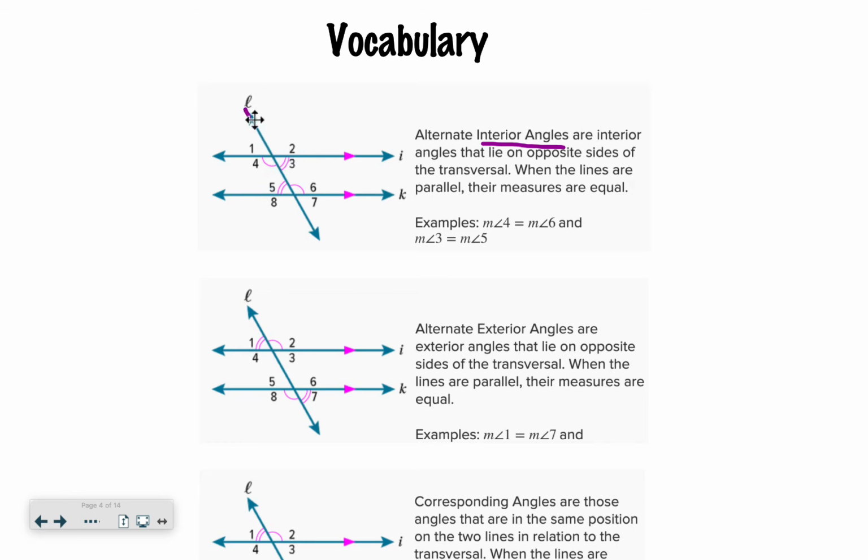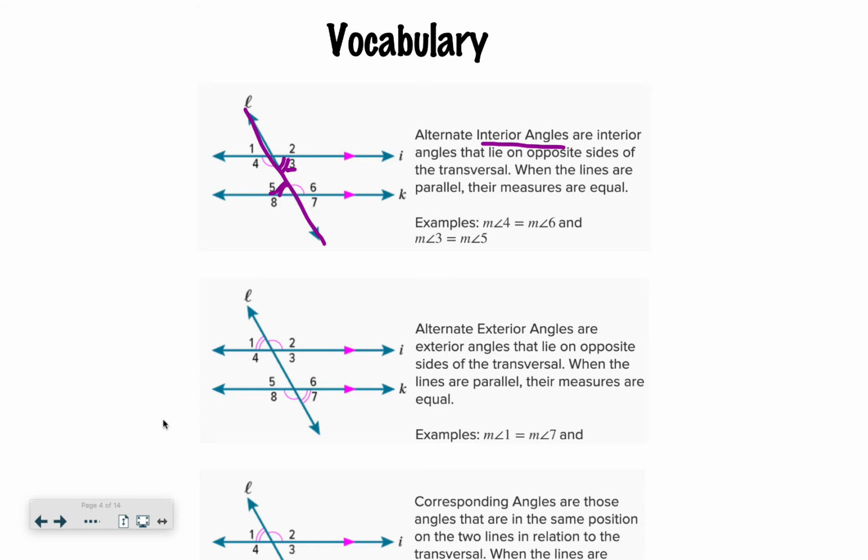Line L right here is our transversal. If I start with angle 3, which is an interior angle, the angle that would be alternate to it would be angle 5, because it's still on the interior, still between our parallel lines, but it's just flipped to the other side of the line. Alternate interior angles don't touch. So you wouldn't say that 3 and 4 are alternate interior angles. Those are just supplementary. We talked about that last lesson. Alternate interior would be like this right here, 3 and 5.